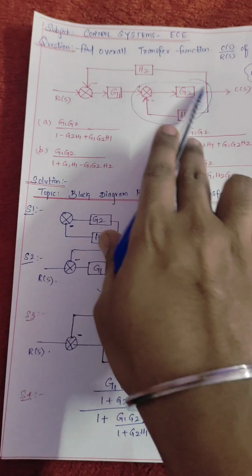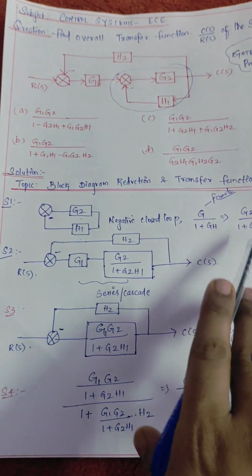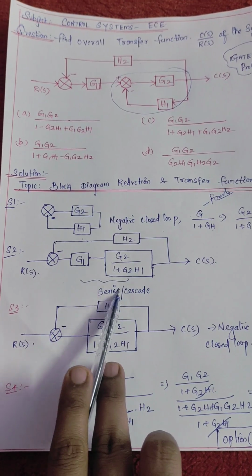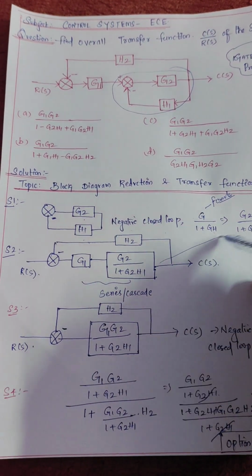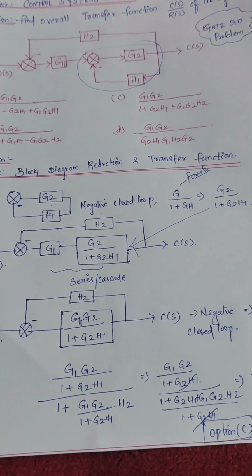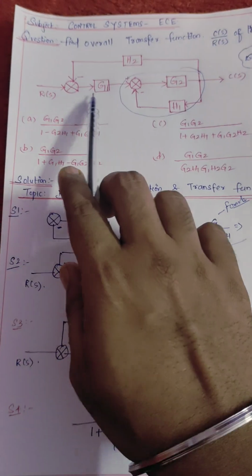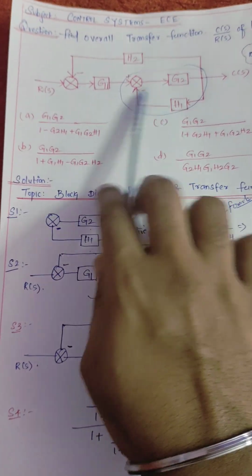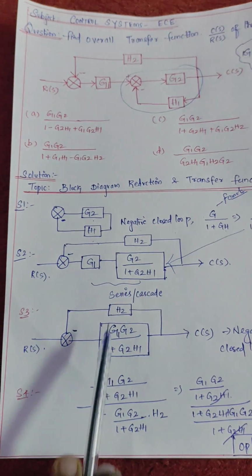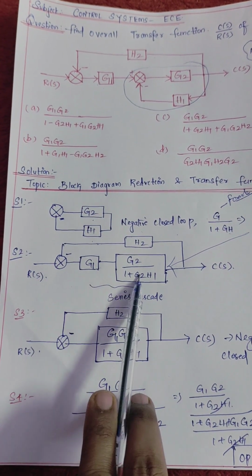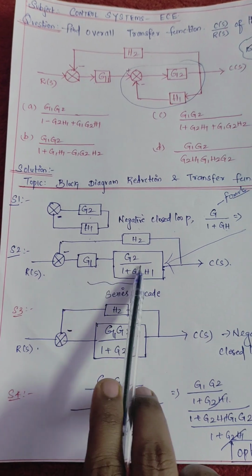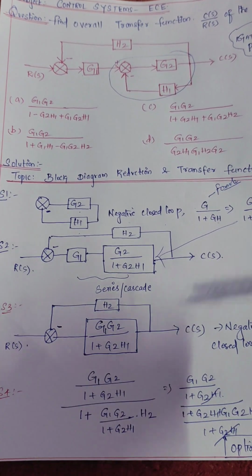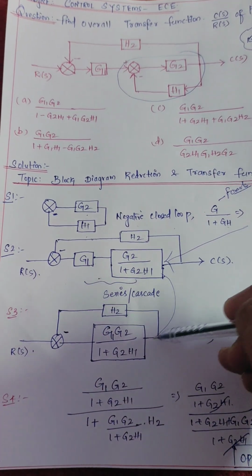Now replace this diagram with this answer: G2 divided by 1 plus G2 into H1. Then next, after this we have G1. So these two are in series connection, which is called cascade. Combine these two: G1 G2 divided by 1 plus G2 into H1. So replace here, these two being cascade, and you will get it like this.